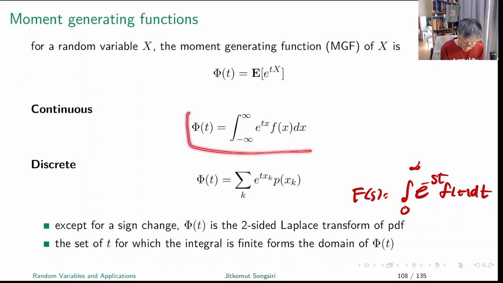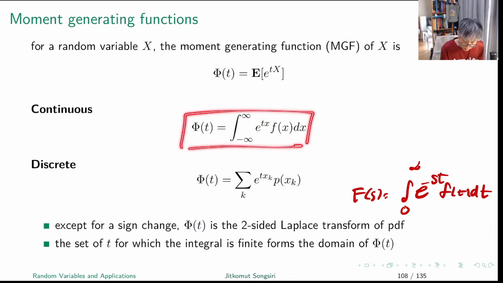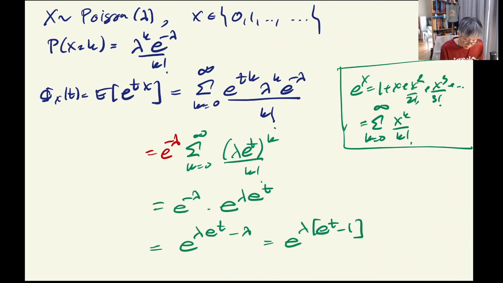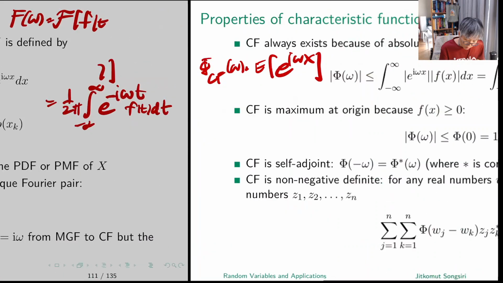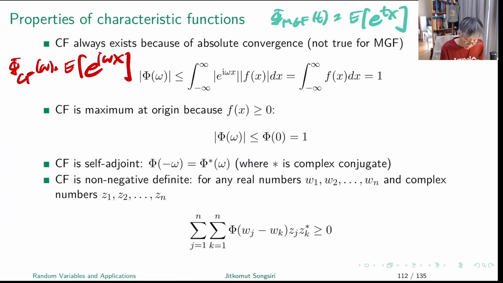That means for the MGF, for some value of t, this integral can be invalid or diverge. On the other hand, the characteristic function has a nice property: this integral, or this summation, always exists.